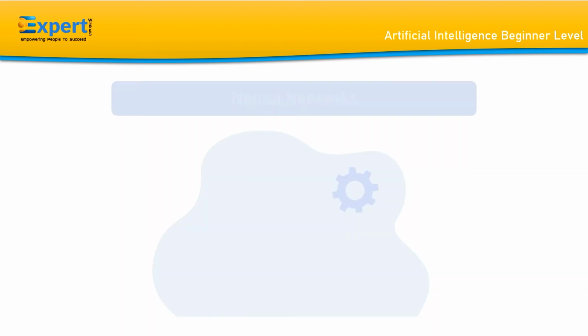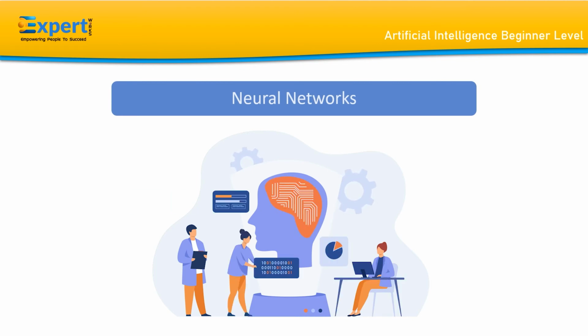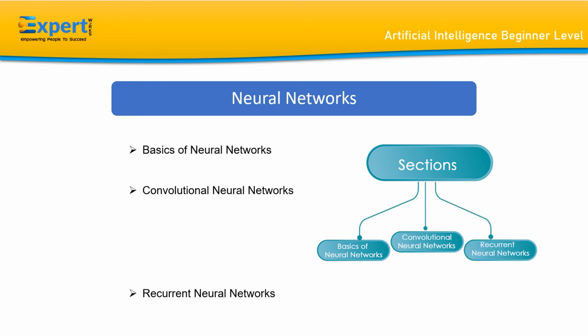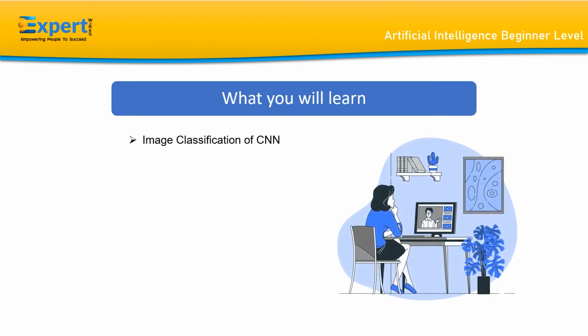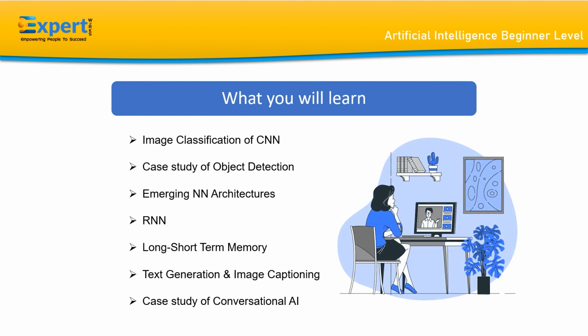The second concept will be focused on neural networks. This topic is also divided into three different sections where you will be taught the basics of neural networks, convolutional neural networks, and recurrent neural networks. Under all these three sections, you will be learning image classification of CNN, case study of object detection, emerging NN architectures, RNN, long short-term memory, text generation and image captioning, case study of conversational AI, and a few more topics.